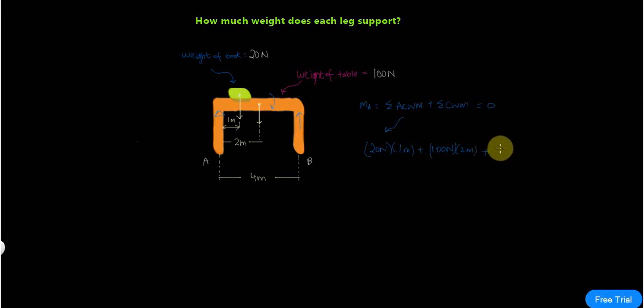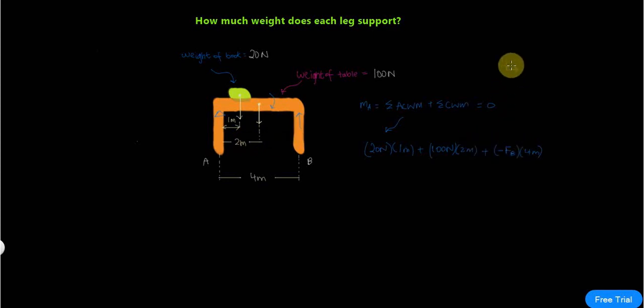Plus, then I have this negative force B times its distance, which is 4 meters from the axis of rotation. The reason it's negative is because it is going to initiate a clockwise rotation, and all clockwise rotations are described with a negative value.